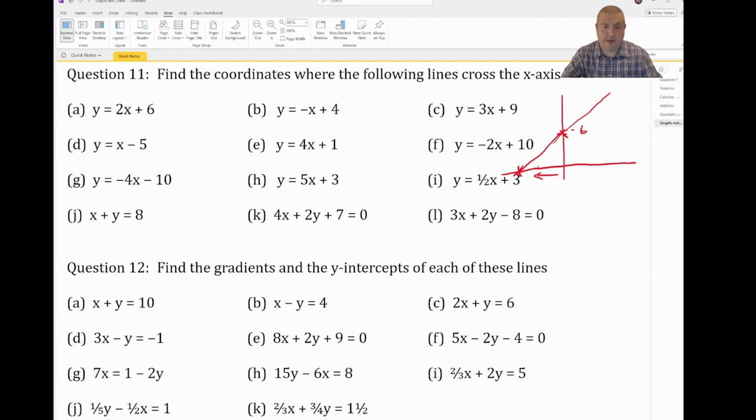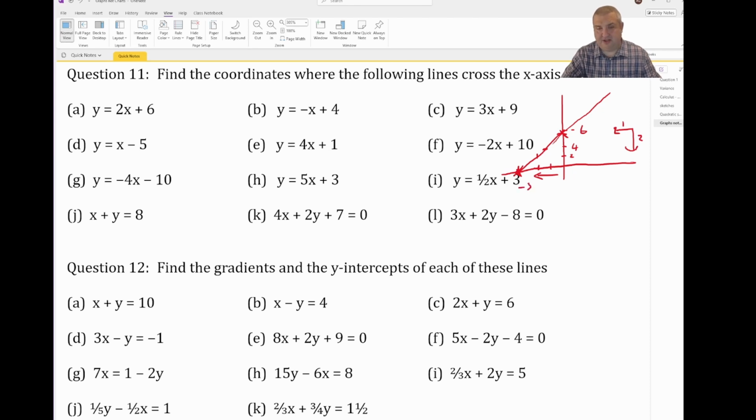Every time we go back this way 1, we go down 2 because of the gradient. So when we go back to -1 here, we're going to come down by 2. So we go from 6 to 4. When we come along here a bit more, we're going to come down another 2. So when we come down to -2 here, we come to 2 here. And then when we come along here, we cross here at -3.